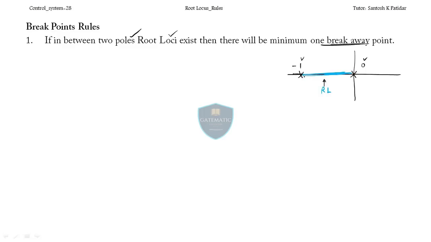What it means, see, these two poles will follow this root locus, means this pole will start its journey and will come like this. But they do not want to meet, you know. The pole will meet a zero only, not a pole. So they will break away over here and will go to infinity or wherever they find the zero. So the point is, if you have two poles and in between them one root locus branch exists, then definitely there will be minimum one breakaway point.